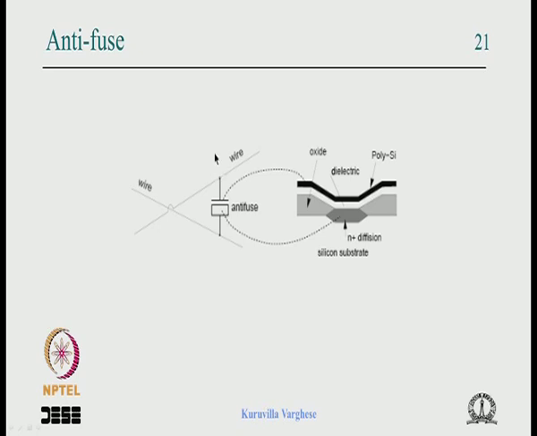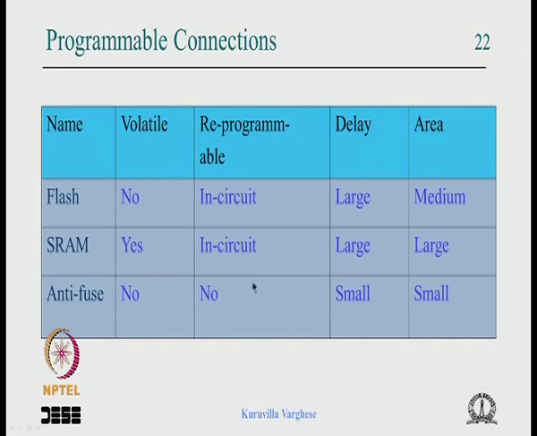Though a transistor is required to isolate the voltage applied to fuse it, it has very small delay and small area, and that is the summary we have seen. The SRAM needs to be programmed each time it is powered on, it is volatile, and has large delay and large area. Antifuse has very small area, small delay, but it is non-volatile, one time programmable. Flash comes in between: it is non-volatile, reprogrammable, with large delay and medium area.